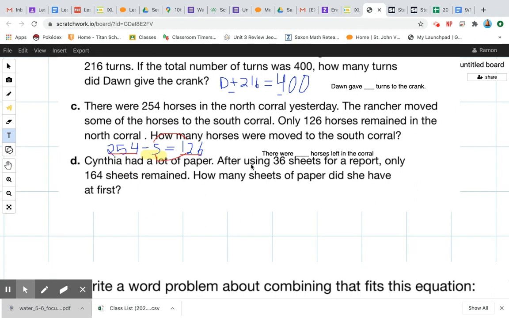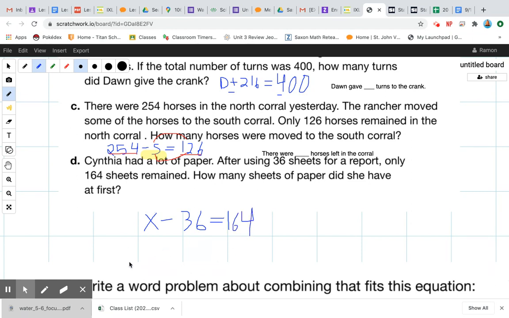Cynthia had a lot of paper. After she used 36 sheets for a report, she only had 164 left. How many did she have to begin with? So in this instance, we don't know our starting amount. So that's going to be our variable. From our starting amount, we used 36. And after we used 36, there were only 164 left.